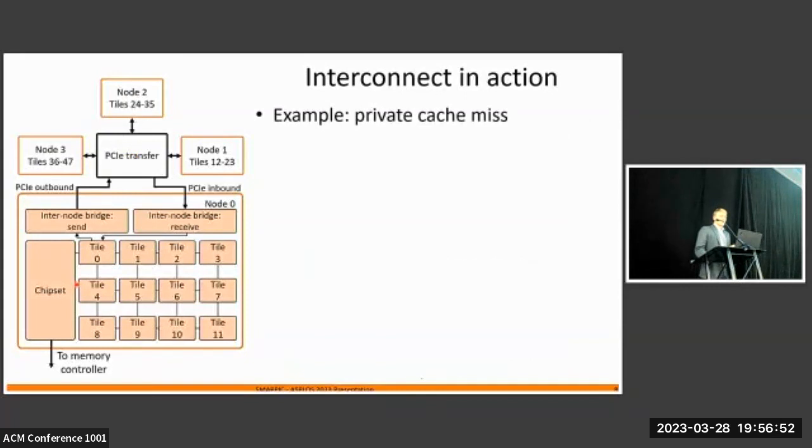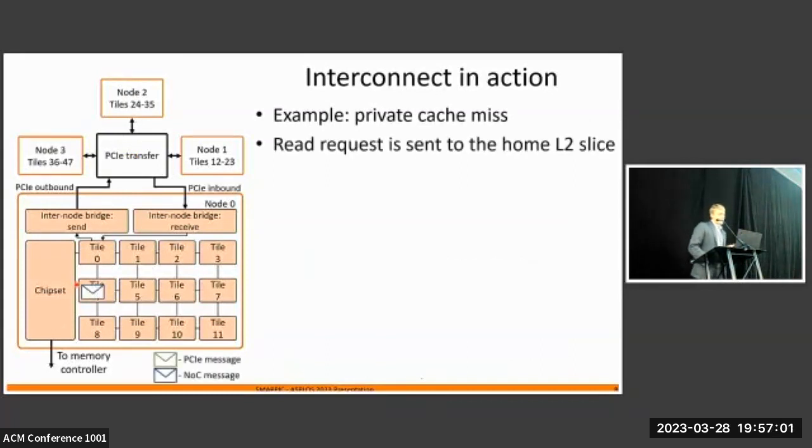We're going to take a look at an example of a private cache miss. For the sake of the example, we're going to assume that the private cache in tile 4 generates a cache miss. In this case, the read request is sent to the home L2 slice. Again, for the sake of the example, we're going to assume that the home slice is located in node 3. Because our home slice is on another node, the request is going to be routed first towards tile 0 and then northbound into the internode bridge.